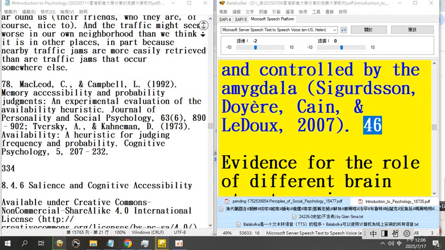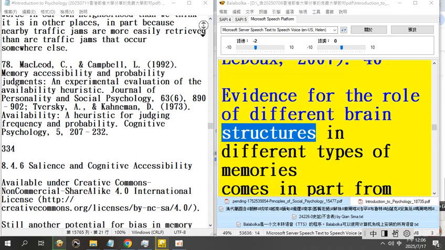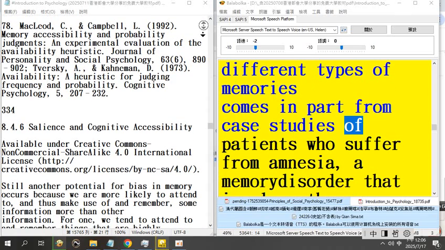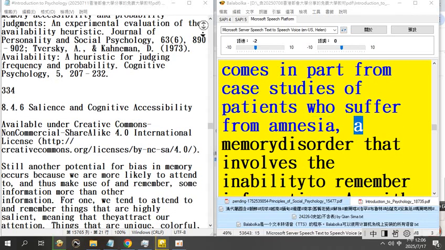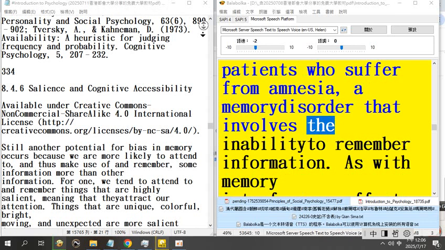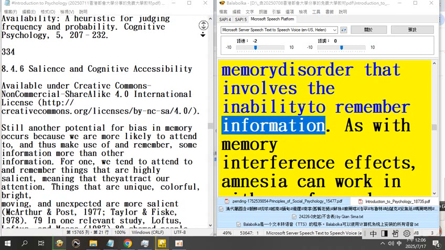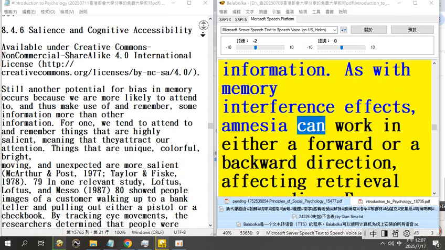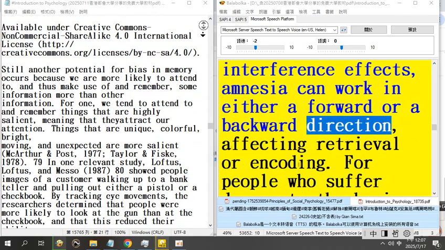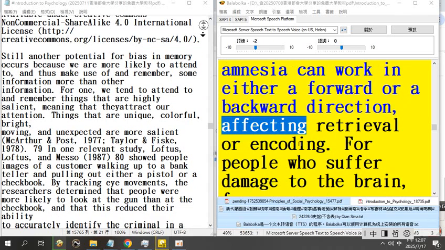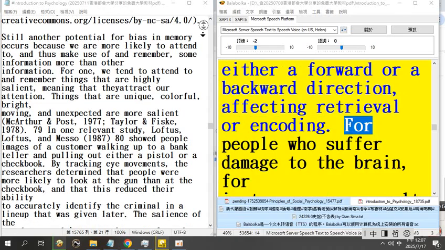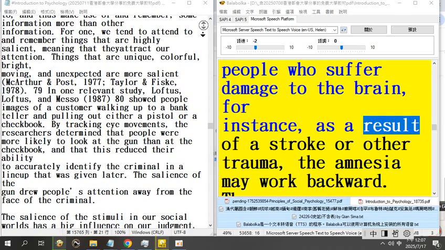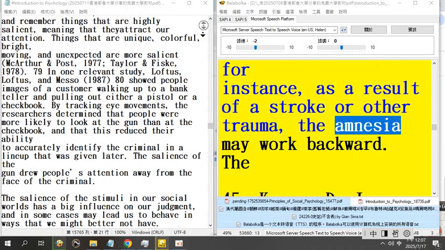46. Evidence for the role of different brain structures in different types of memories comes in part from case studies of patients who suffer from amnesia, a memory disorder that involves the inability to remember information. As with memory interference effects, amnesia can work in either a forward or a backward direction, affecting retrieval or encoding. For people who suffer damage to the brain, for instance, as a result of a stroke or other trauma, the amnesia may work backward.